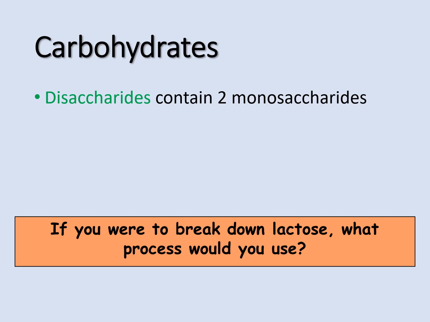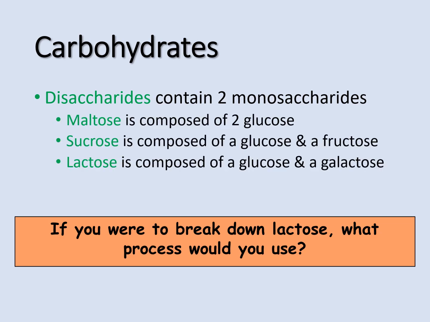So you can pause the video now and let's review. If we were to break down lactose, what process would we use? So we just kind of talked about how we build them up. How do we build a disaccharide? We put two monosaccharides together, right? So they're each composed of two monosaccharides. So if we were to break down lactose to get glucose and galactose, which process? Think back to how we build, how do we break it down? Which process would we use?